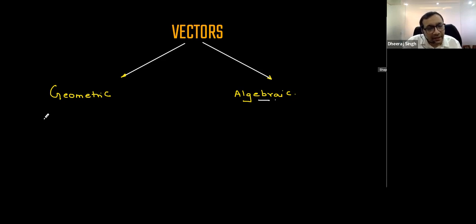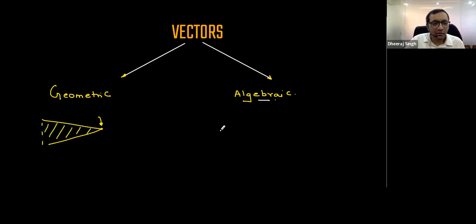You can represent it like this. You can say that the tip represents the direction of the vector and the area of this triangle represents the magnitude of the vector. But this will have its own complications. So what is the easiest way to represent a vector? Can anybody highlight?